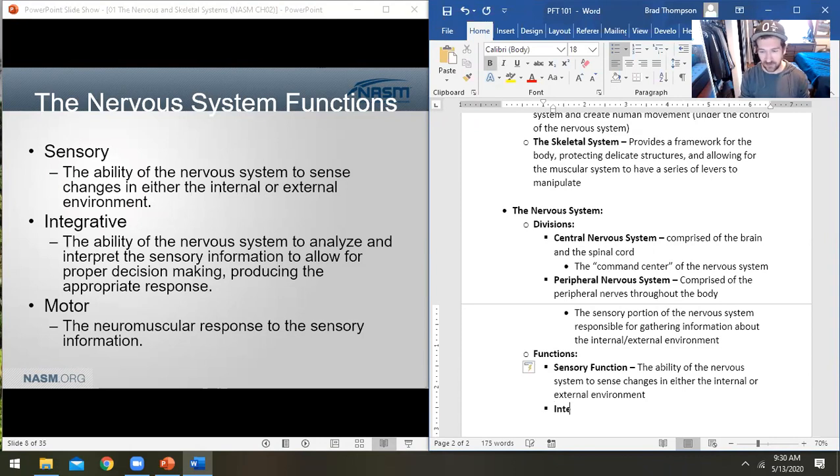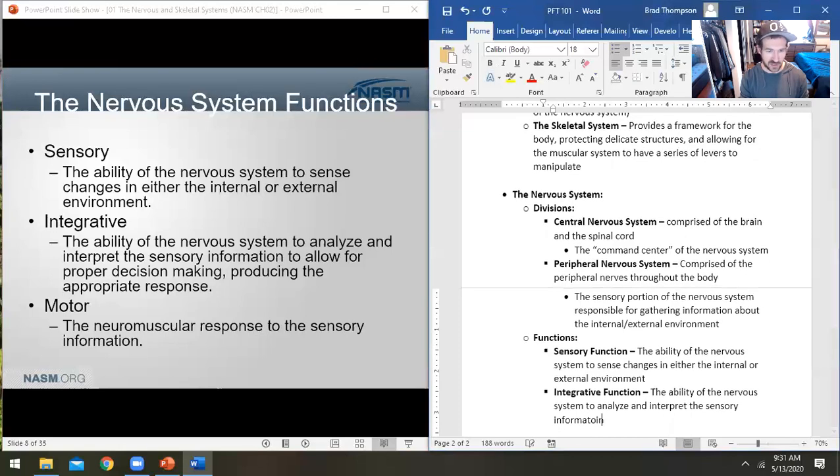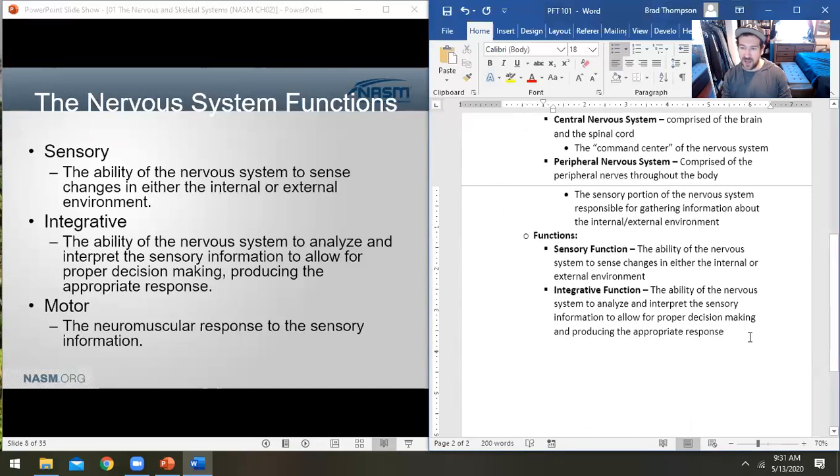So integrative function, right, is the ability of the nervous system to analyze and interpret the sensory information to allow for proper decision making and producing the appropriate response. So really, your sensory information is just gathering data, right?